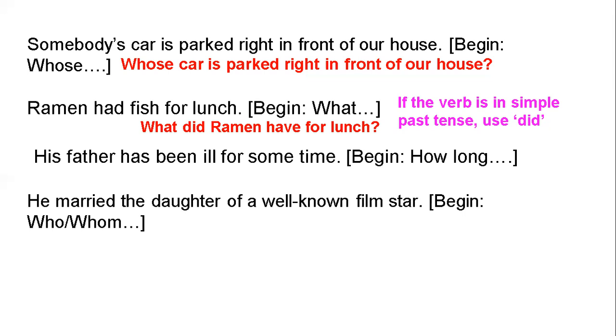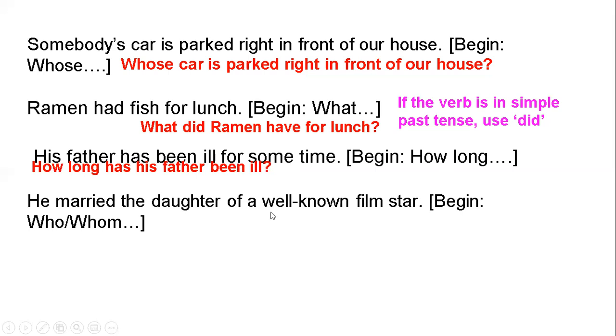So, what's your answer? How long has his father been ill? How long has, and then you have to interchange and write his father been ill. Because your answer will not be one word but three words: for some time. How long has his father been ill? For some time. You can't say sometime. You can't say time. It doesn't make sense. So you have to add for some time as your answer.